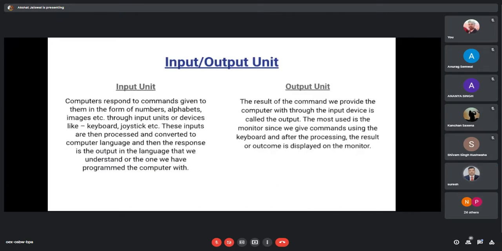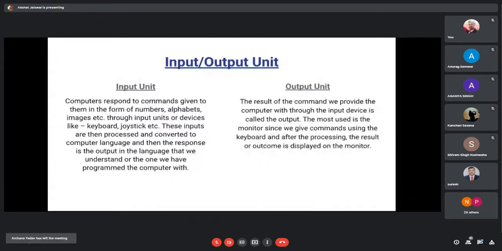Input output units. Input units. Computers respond to the commands given to them in the form of numbers, alphabets, images, etc. through input units or devices like keyboard, joysticks, etc. These inputs are then processed and converted to computer language, and then the response is output in the language that we understand or one we have programmed the computer with.